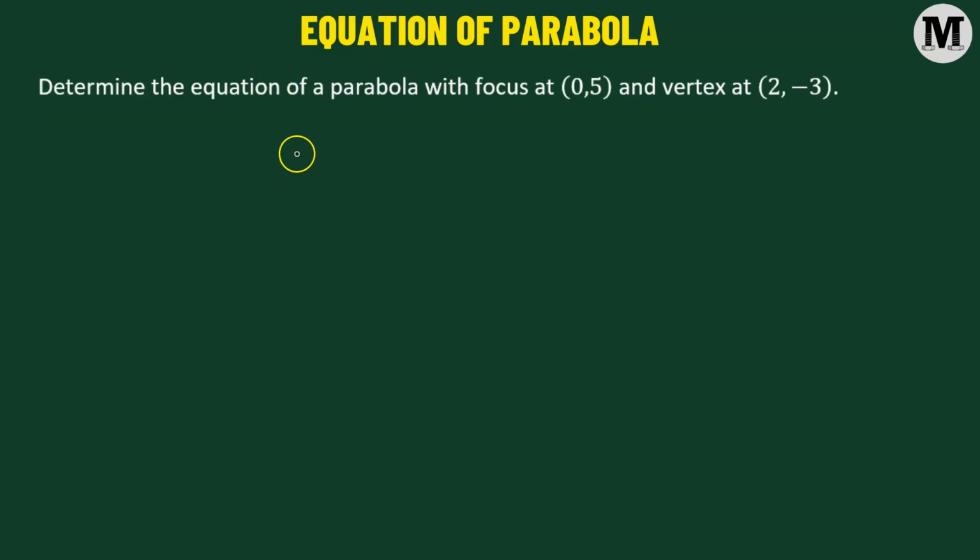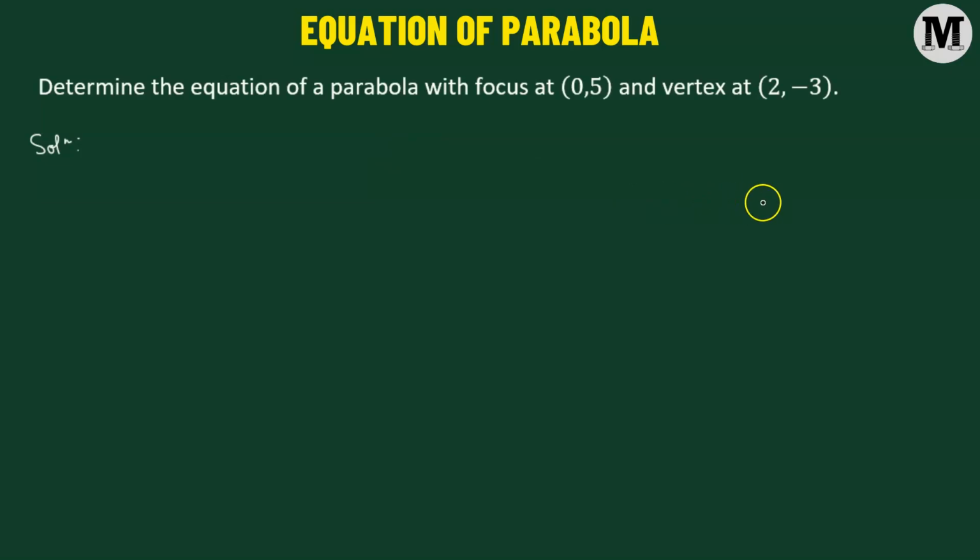So in this problem, we need to determine the equation of a parabola such that the focus is at the point (0, 5) and the vertex is at (2, -3). Let us begin. Before beginning, let's try to understand the problem graphically.